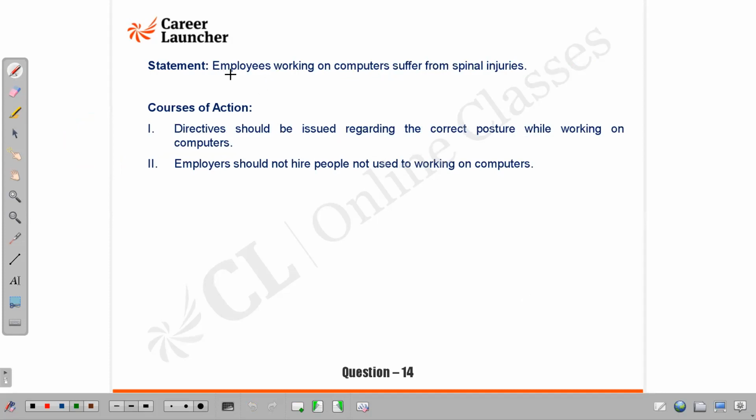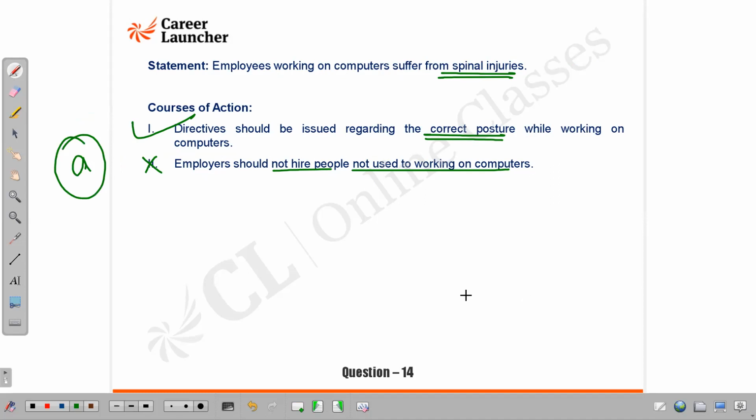The second last, employees working on computers suffer from spinal injuries. So a directive should be issued regarding the correct posture while working on the computers. I think that makes a sensible call. Employers should not hire people who are not used to working on computers. Again, it is an impractical solution. It's a lol solution. So yeah, invalid.